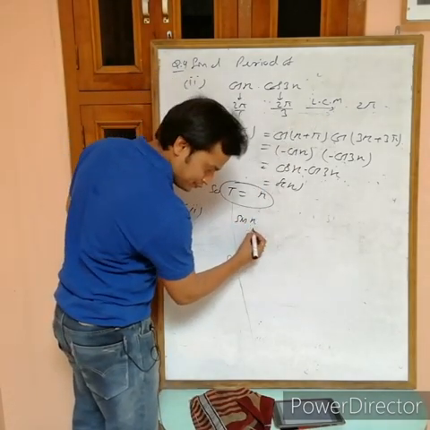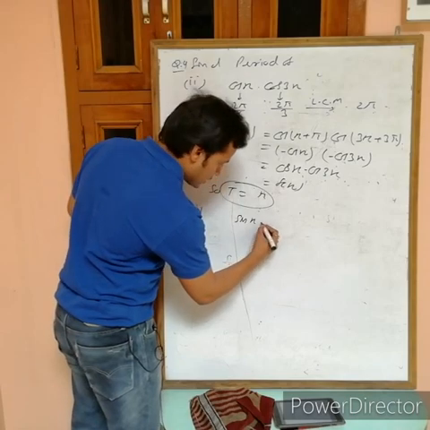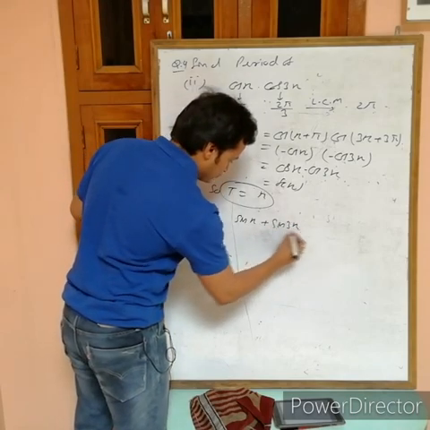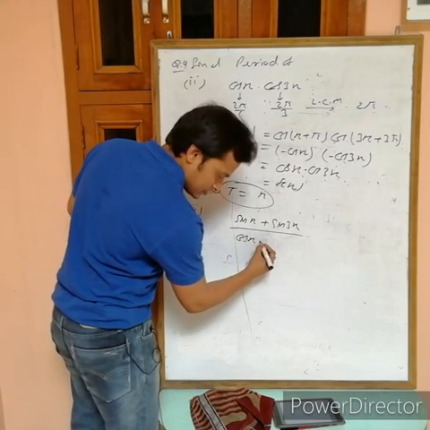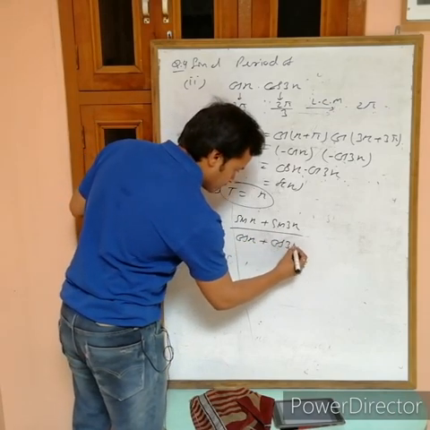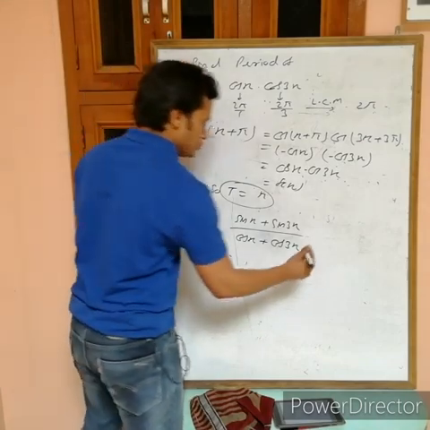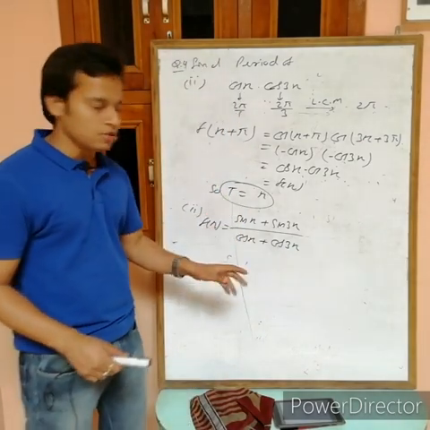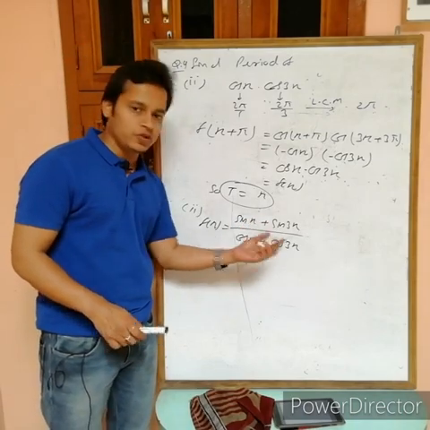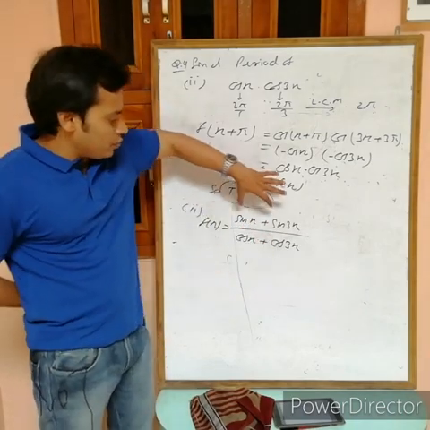Then after that, sin x plus sin 3x by cos x plus cos 3x. We want the fundamental period of this function. Again this is like function by function, so first find the period of this one, then take the LCM. So I want the period of this one.